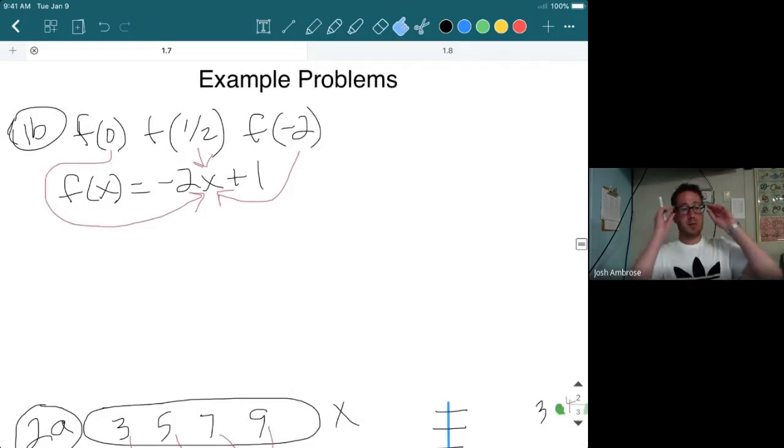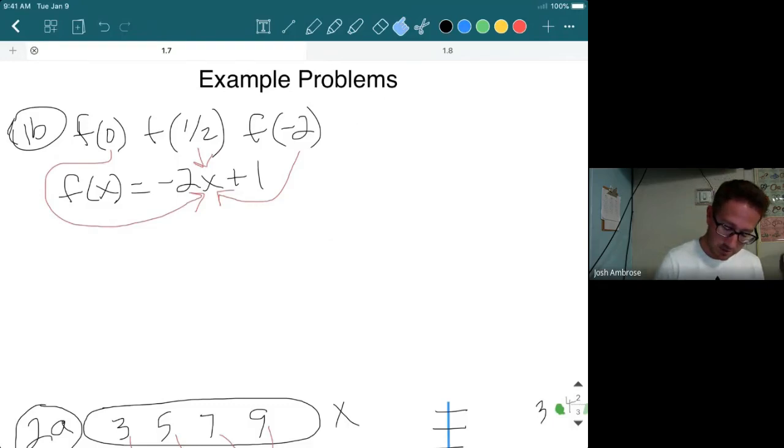Example problems. Some of these example problems, I've started to work them out. Wanted to save you guys some time. Everything that's written in black is what would be given. Anything in another color is part of the work. You see we have 3 different f of x values: f of 0, f of 1/2, and f of negative 2. Those arrows basically say all of these values will be going in for x. Not at the same time, of course, but you will then have 3 different answers.